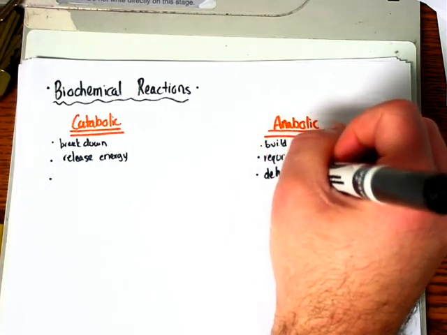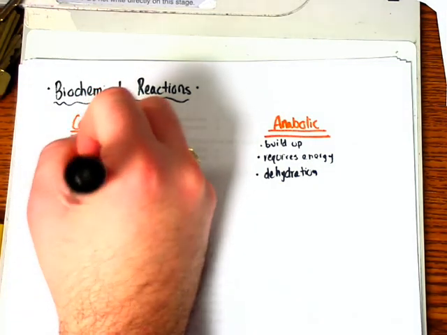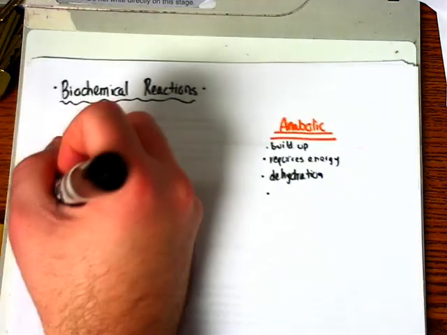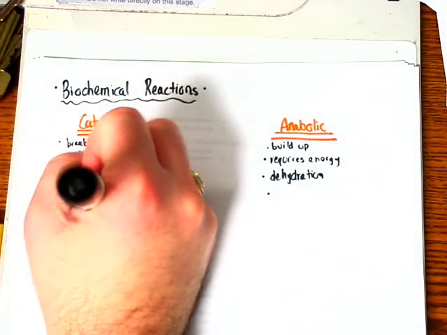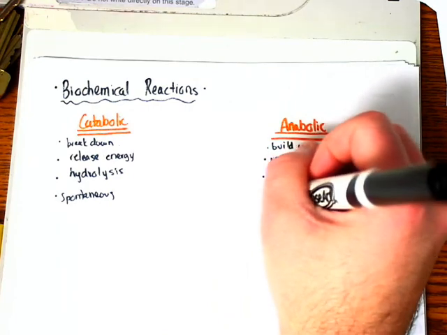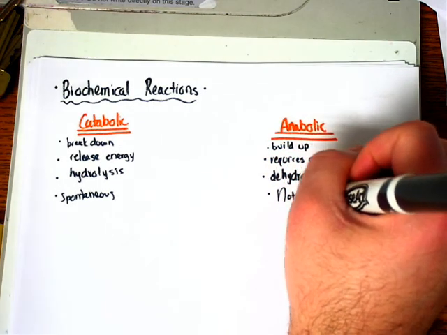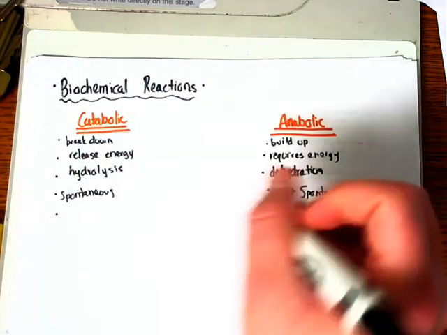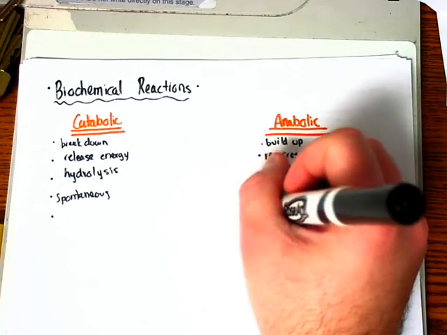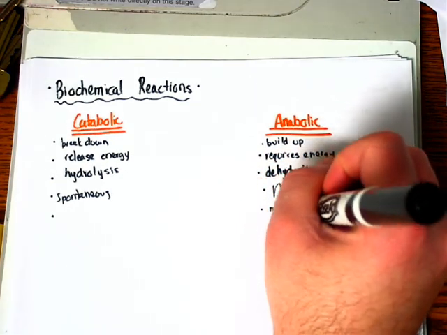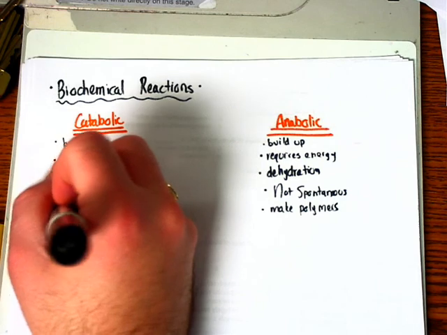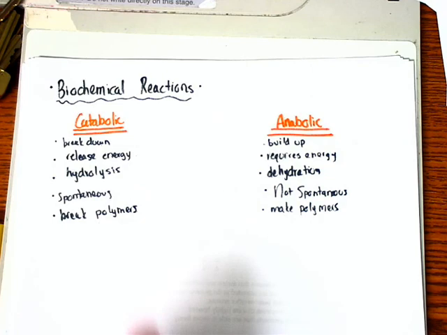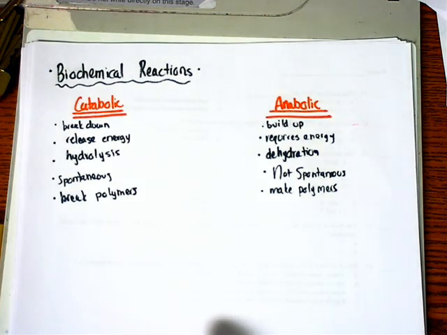Very good. And then catabolic would be, of course, hydrolysis. In which case would it be spontaneous? Catabolic or anabolic? Spontaneous. This would be not so spontaneous. Cool. In which case are you making polymers? Make polymers, no questions. Break polymers. Catabolic reaction, anabolic reaction, just like this reaction. Coupling.